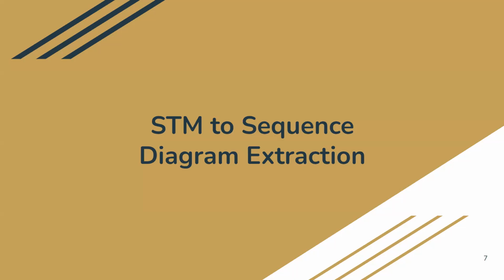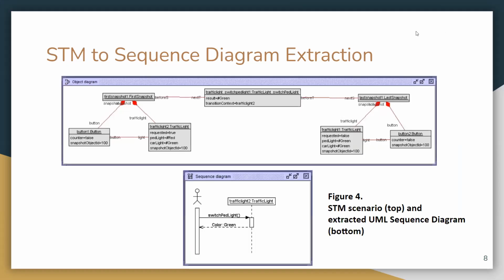Thank you, Hector. The first of our contributions that we're going to talk about is the implementation of an algorithm to extract UML sequence diagrams from snapshot transition model scenarios. The top of this slide demonstrates a snapshot transition model scenario. Our tool produces counterexamples in this format after performing analyses.